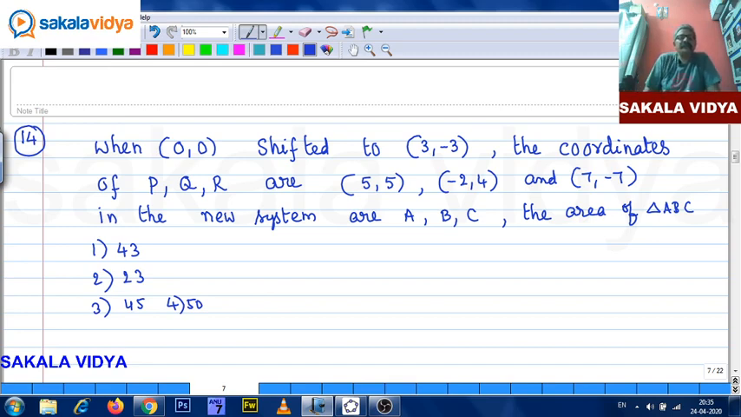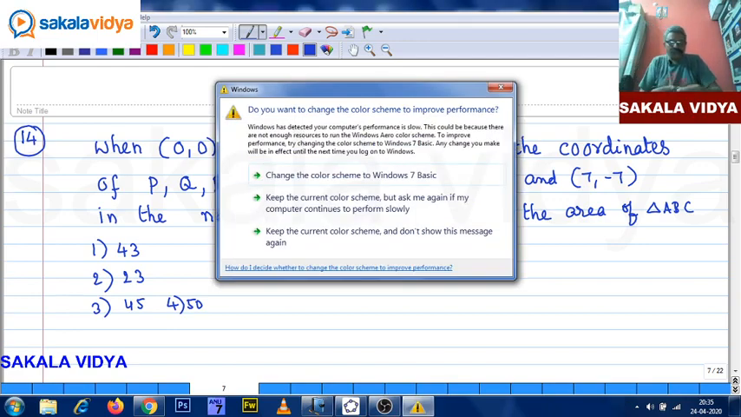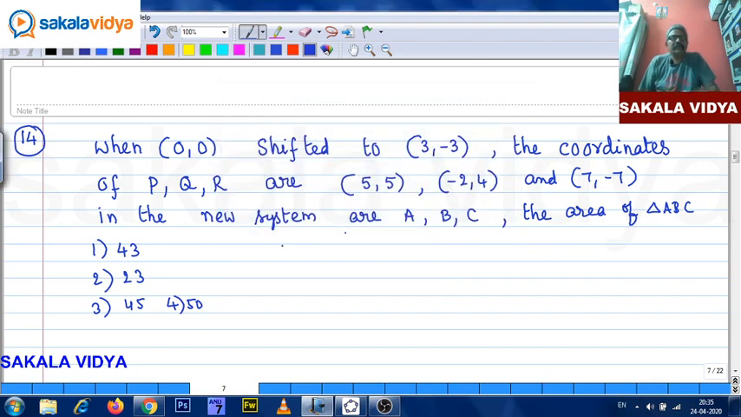So that means here the area of triangle ABC is the same as the area of triangle PQR.